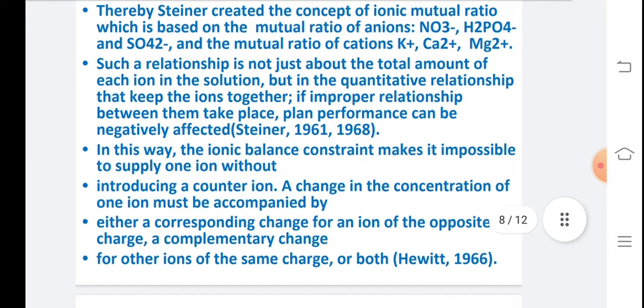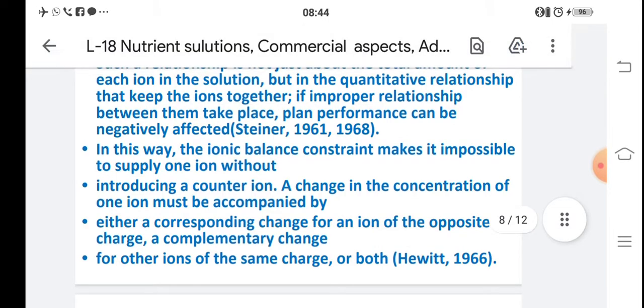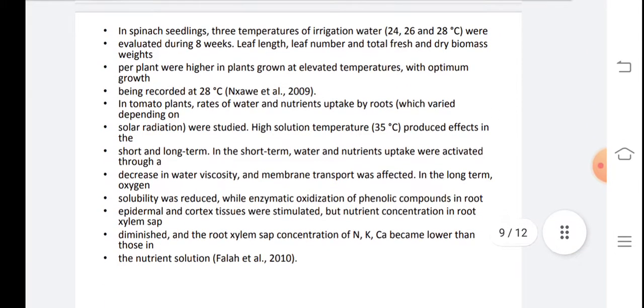So I will send the PDF of this lecture today, so you read it properly again and go through it. There are some good examples in spinach seedlings. Temperature of irrigation water 24, 26, and 28 was evaluated for 8 weeks. Leaf length, leaf number, and total fresh and dry biomass per plant were observed. Plants grown at elevated temperature showed optimum growth, recorded at 28 degrees Celsius.